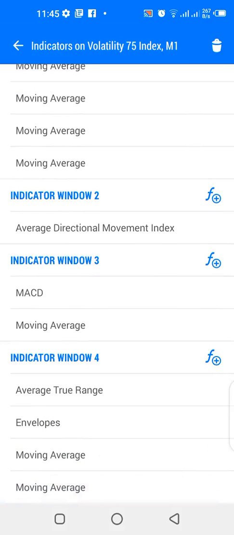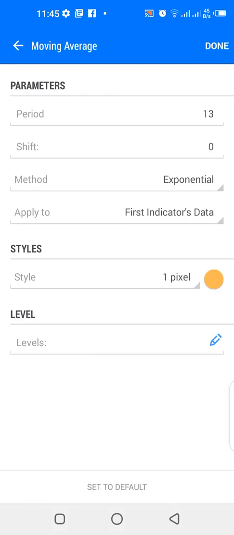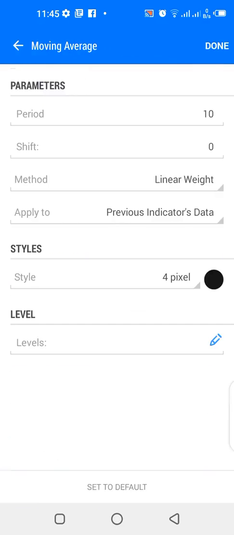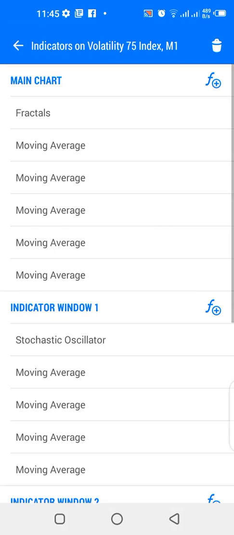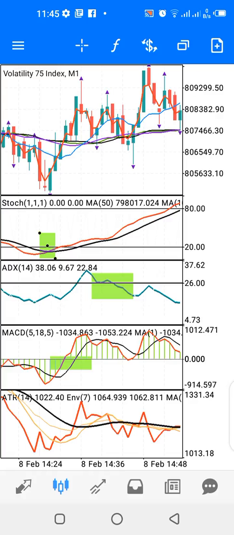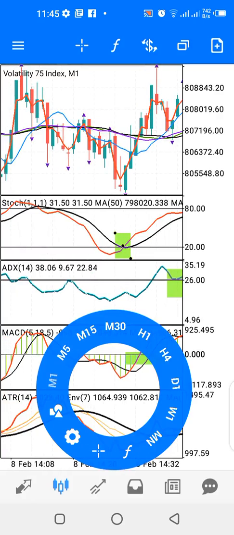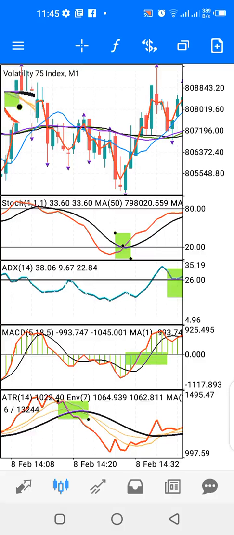Apart from envelopes, we have 2 moving averages. The first one, 13 period, shift is 0. Method is exponential. Apply to first indicator's data. Color is orange. And lastly, we have a 10 period moving average. Shift is 0. Method is linear weighted, apply to previous indicator's data. And the color is black. So when the red moving average crosses down all other moving averages, including the black like you have here, it signals the beginning of a swing.